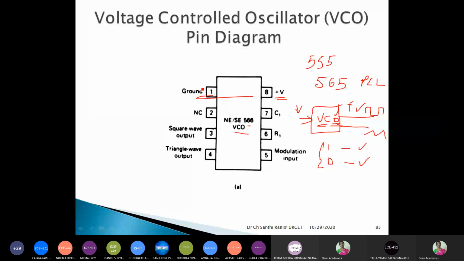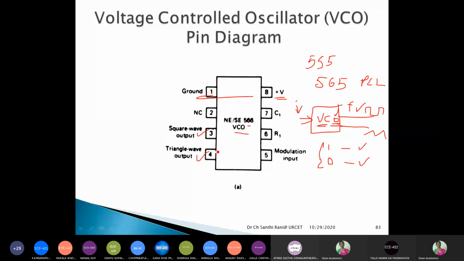So first pin is ground and 8th pin is VCC. And the second pin has no connection. Then this VCO has one input pin and two output pins. What are the output pins? Pin number 3 and pin number 4 are the output pins.